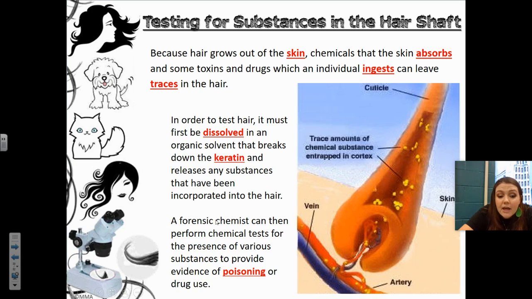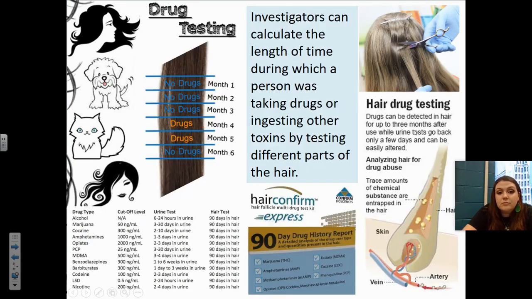A forensic chemist can then perform chemical tests for the presence of various substances to provide evidence of poisoning or drug use. So if we think the person OD'd, or we think the person was slowly poisoned to death, that evidence would be in their hair. For drug testing, investigators can calculate the length of time during which a person was taking the drugs, or being poisoned, or ingesting other toxins by testing different parts of their hair.